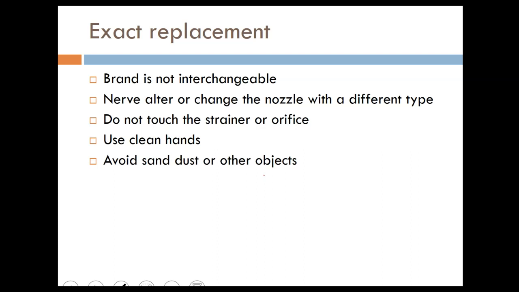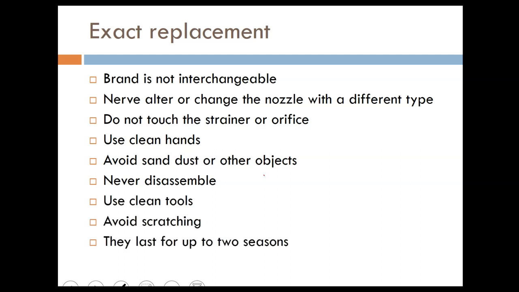Again, we said in the beginning of the class that we are striving for complete combustion. Avoid sand, dust, or any other objects touching the nozzle. Of course, if you drop it, it might scratch, and again, it will change the passage of oil that goes through it. Never disassemble, try to change the strainer, or clean it. That's a bad practice. Use clean tools, avoid scratching, and they last for up to 2 seasons. I personally prefer to change them every season whenever possible, because they do have a big influence on the spray and the efficiency of the flow inside the boiler oil furnace.